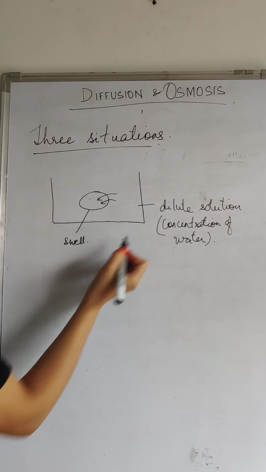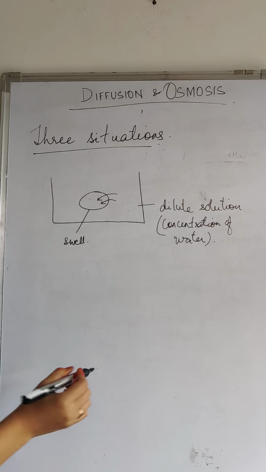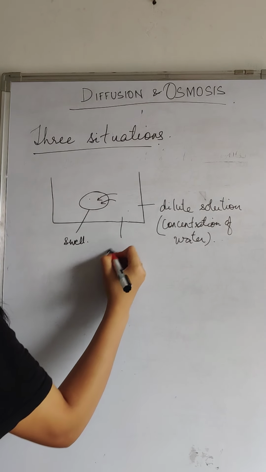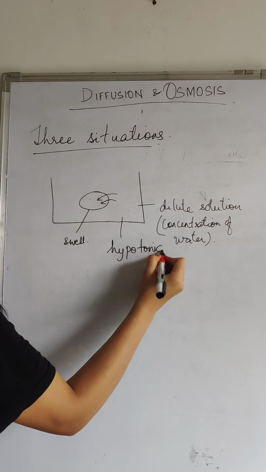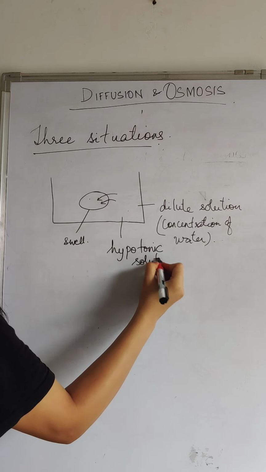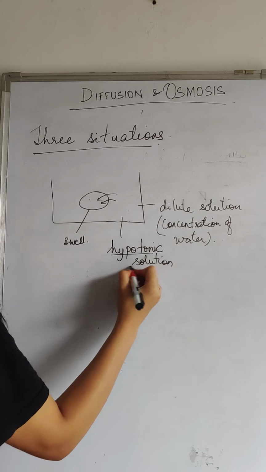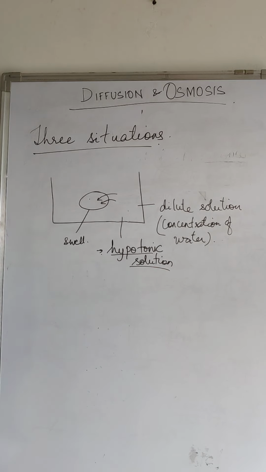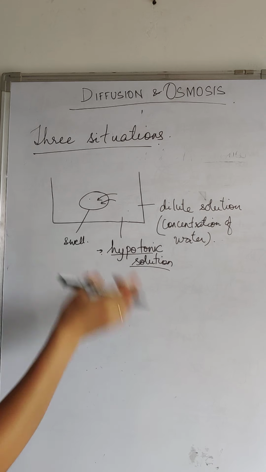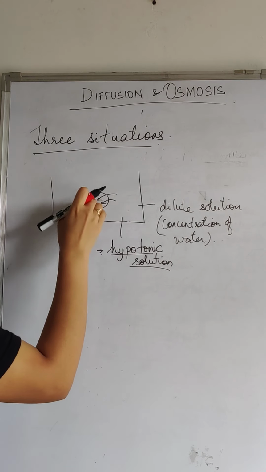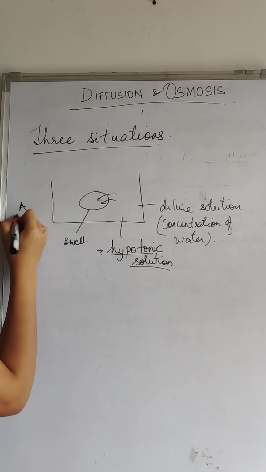So this type of solution, we call it a hypotonic solution, okay. The solution is a dilute solution, so the movement of water will take place from outside the cell to inside the cell. This is situation A.